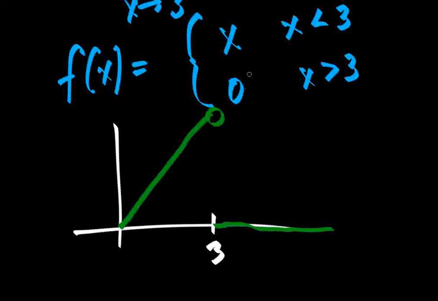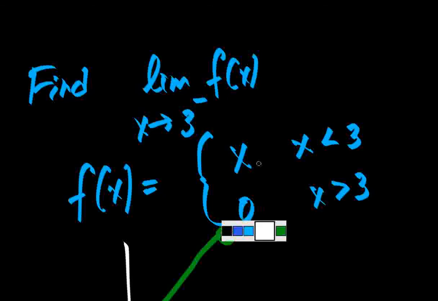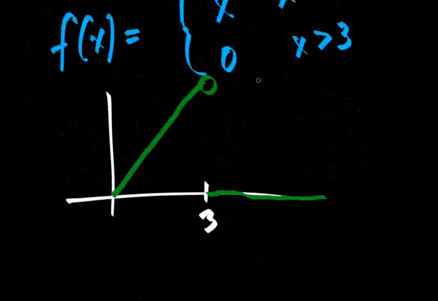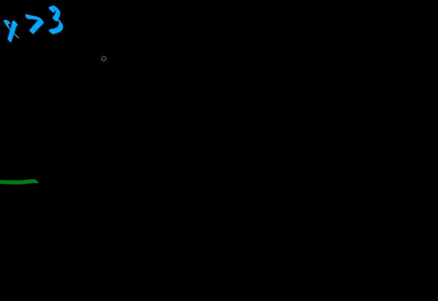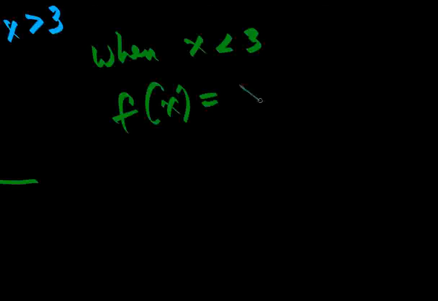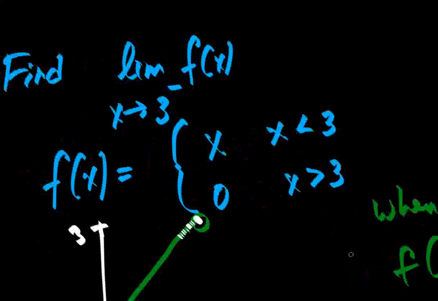So what is the limit as x approaches 3 from the left? Well, when x approaches 3 from the left, I can look at what's happening as it gets closer and closer to the left. And as it gets closer and closer to the left, it looks like it's approaching this number right here, which would be 3. Numerically, I would plug in numbers slightly less than 3. So let's go over here. So again, when x is less than 3, our function is x. That was defined right here.